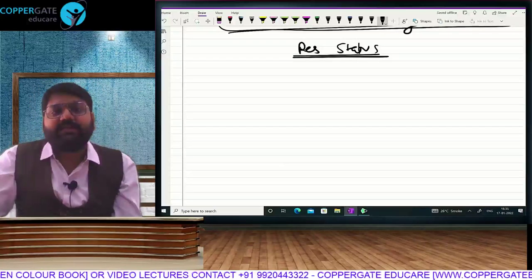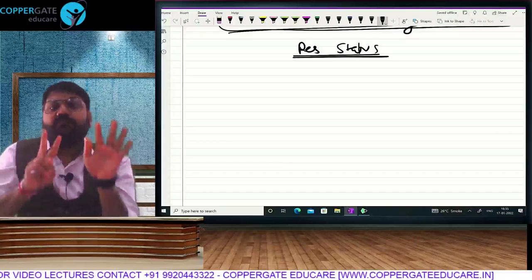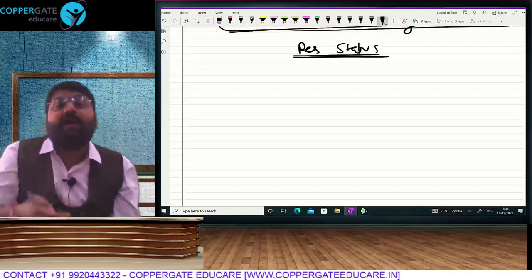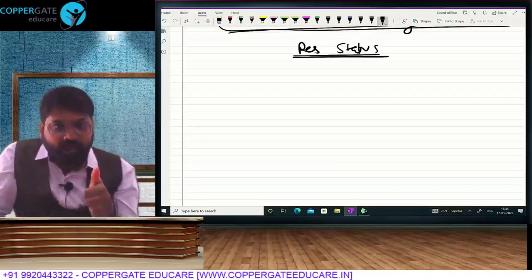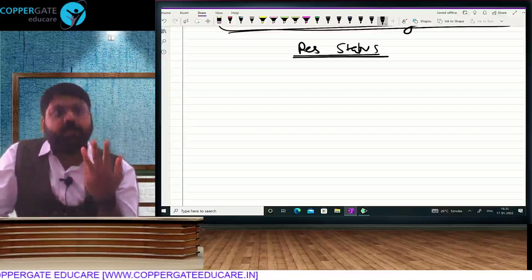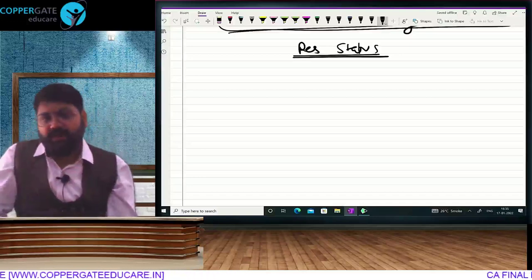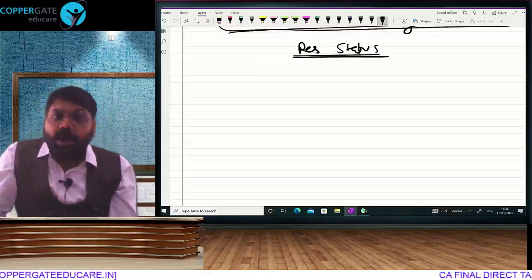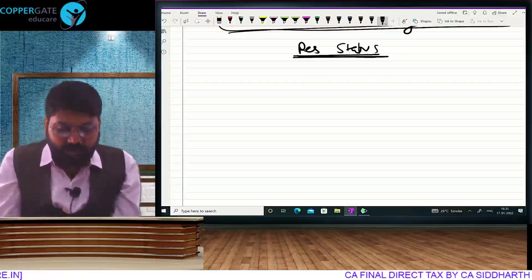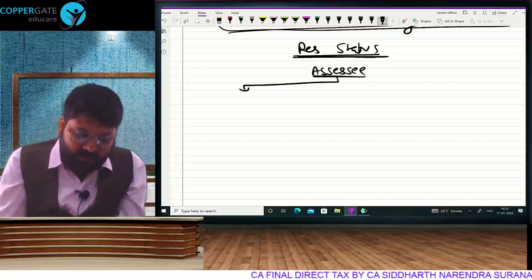And this residential status will be studied assessee by assessee. The rules are different. First, tell me, what are the seven categories of persons, seven categories of assessees under income tax who are liable to pay tax? Individual, HUF, company, AOP/BOI, firm, local authority, artificial juridical person. Correct? And the rules of residential status are given assessee by assessee. Okay? So, if I have to put for you, in short, divide the assessees into the following categories.